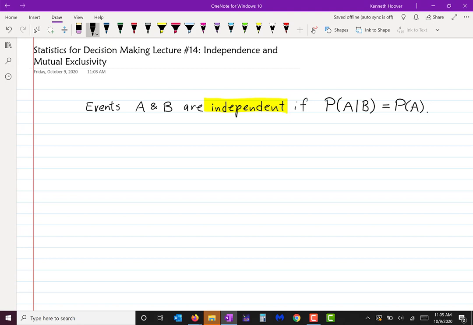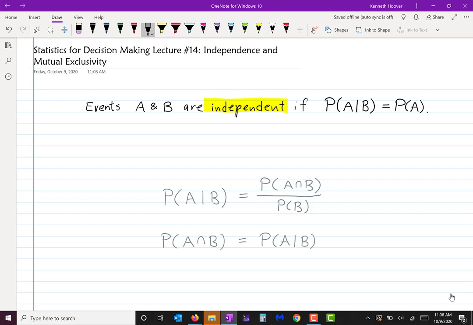Okay, I want you to remember a couple of things about the probability of A given B from the last lecture. The probability of A given B, that's called conditional probability. I want you to remember that that equals the probability of their intersection divided by the probability of B. And that tells us something, doesn't it? That means that the probability of A intersect B would be equal to the probability of A given B times the probability of B, right?